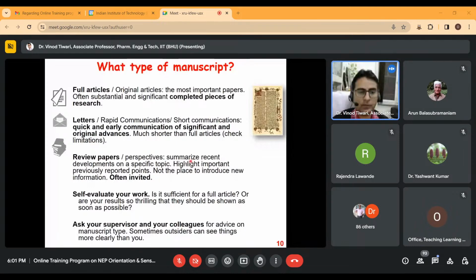Then self-evaluation of the work is very, very important, to understand whether it is sufficient for a full article, or your results are really thrilling and important, so that they should be shown as soon as possible to the scientific world. You need to ask your supervisor and you need to discuss with your colleagues as well, for advice.